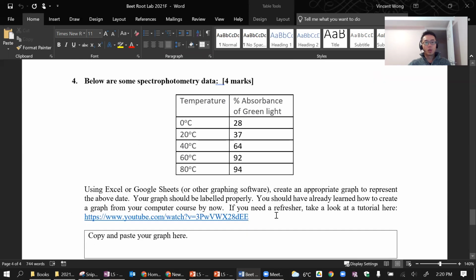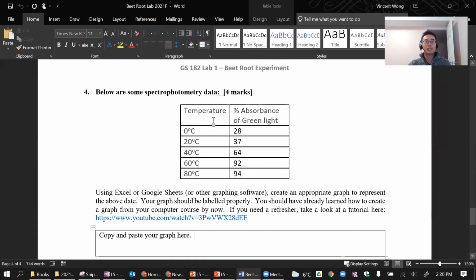This one, I was also really surprised. I expect people to get full marks, but many of you did not label the axes, the x-axis and the y-axis. It says your graph should be properly labeled, right? With the axes and everything. So x-axis is temperature, y-axis is percent absorbance.